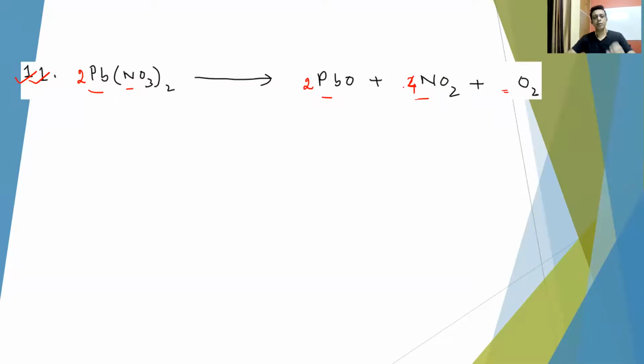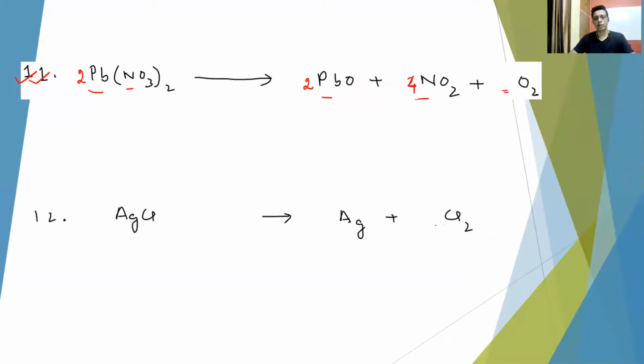It's fine. I know the values. I can simply write the values. Fine. But I'm trying to balance in front of you. I'm trying to make the mistake that you will do while balancing. Then AgCl gives Ag plus Cl2. This is a very simple reaction.